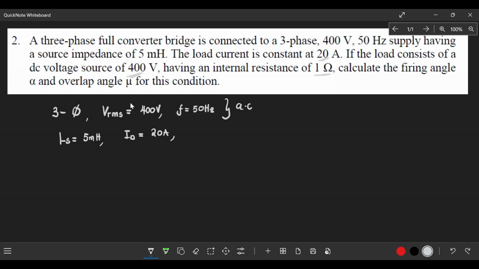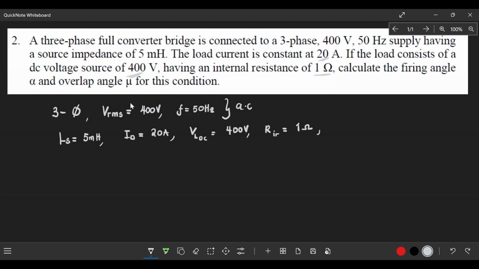Okay, and then we are given that the load voltage is a DC, right? If the load consists of a DC voltage, it's equal to 400 volts. So I'm not going to say this is the output voltage, hold on first, okay? And it also has an internal resistance, which I'm going to denote as R, internal resistance. It's 1 ohm. You can give it whatever name you want to use, okay?